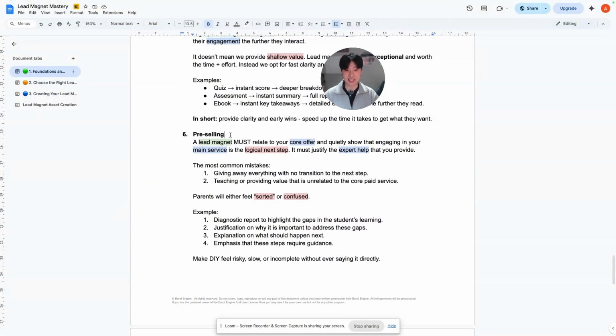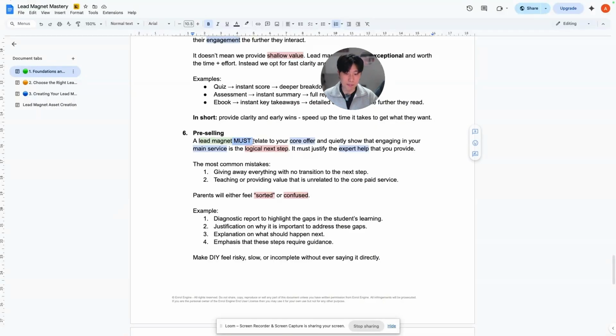Principle number 6 is pre-selling. So a lead magnet must relate to your core offer, and it, in a way, should be pre-selling what you actually do as a paid service. It should quietly show that engaging in your main service is the logical next step for them. It should justify the expert help that you provide.